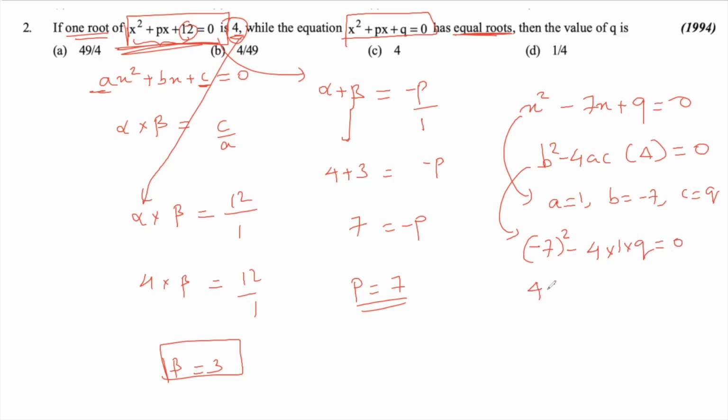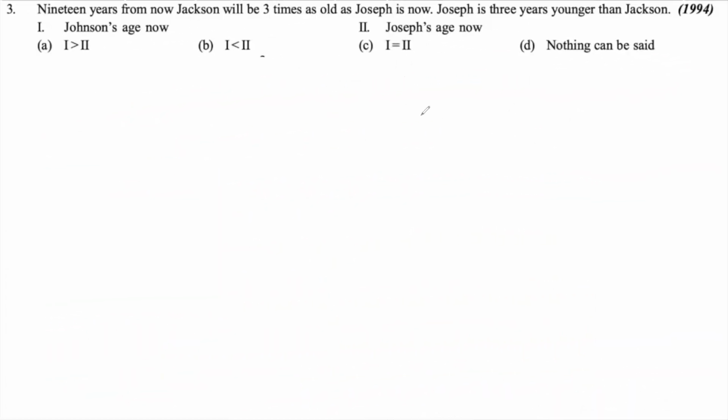So I'll get 49 minus 4q is 0, or 4q is 49, or q is 49 divided by 4. And this should be my A option. All right, pretty straightforward. That's how we solve this question. All right, guys, so let's look at this next question.